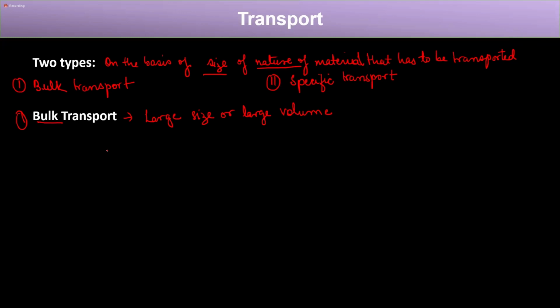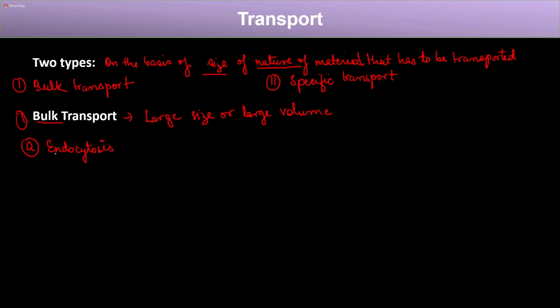So if a cell has to take inside or outside something that is of a large size or large volume, then it will be called bulk transport. Now, bulk transport further is of two types. The first type is called endocytosis.